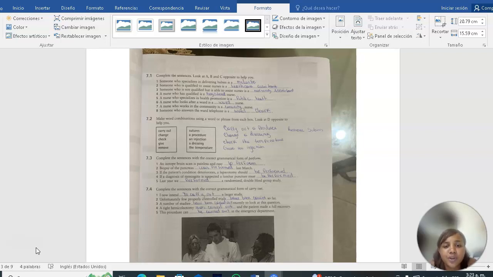Make word combinations using a word or phrase from each box. Look at the opposite. Carry out procedures. Change dressings. Check the temperature. Give an injection. Remove sutures. Complete the sentence with the correct grammatical form of perform.